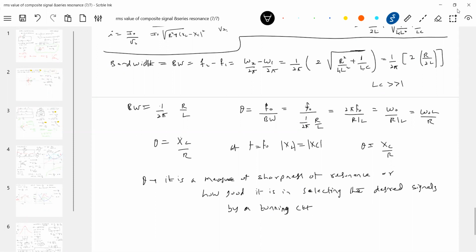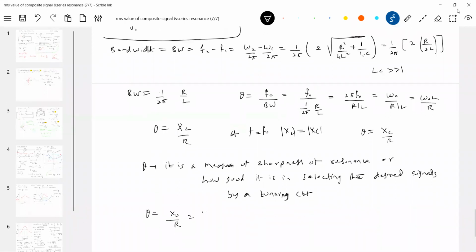So the sharpness depends on what? Omega L, or we can also write another formula. So I think I'm writing all set of formulas at one place. Or we can also write it as XL by R. So from XL by R, what you can write it as? Omega naught L by R. Or another formula, XC by R.